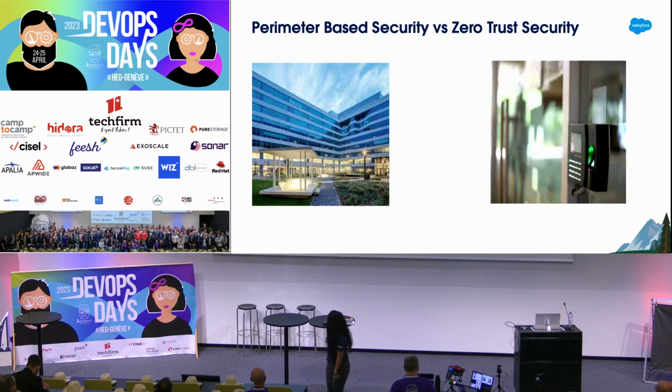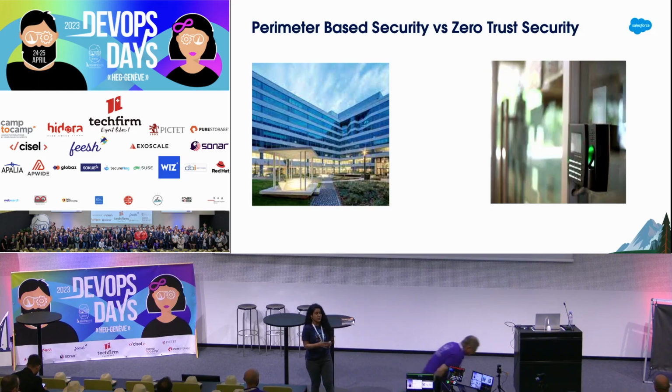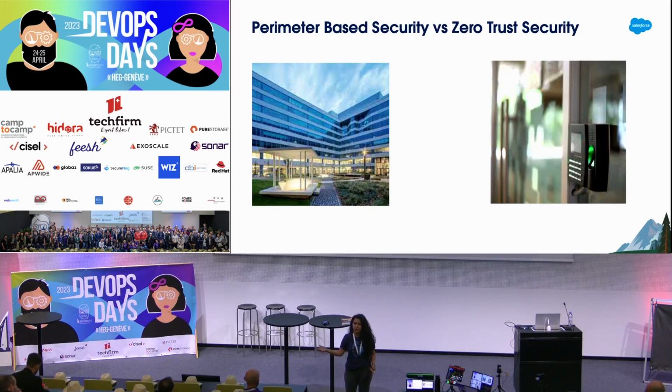I have two graphics here: one is a company and the other is a swipe machine. Let's take this as an example so we can better understand the difference between perimeter-based security and Zero Trust security. Take a traditional company, where having a badge or an ID card is sufficient to gain you access into the organization. You can literally travel all the floors, all the rooms, all the departments, and no one actually cares. You're free to walk anywhere.